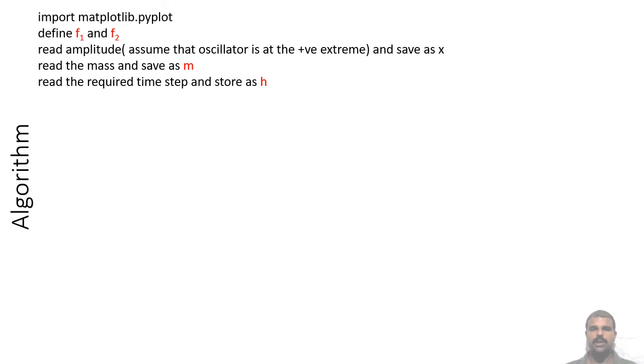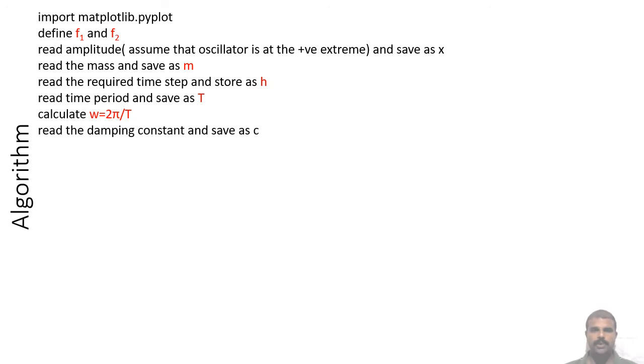Then we have to read the required time step. Then we have to read the time period, and from that we have to calculate the omega. Then read the damping constant and we have to save that as C.